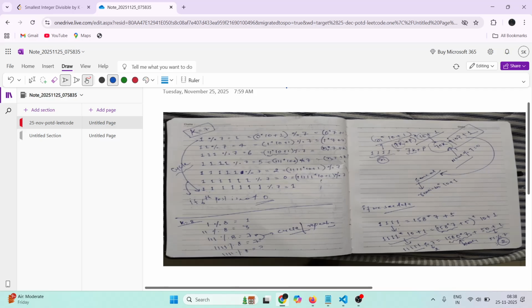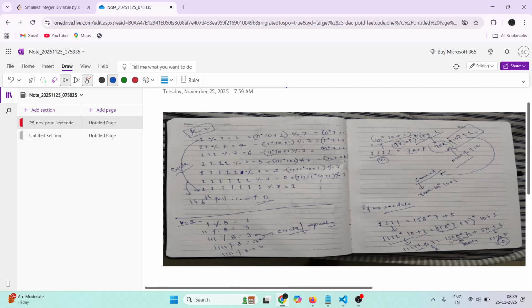Before seeing this one, let's see this. When we multiply, how are we getting 111 from 11? By multiplying by 10 plus 1, right?